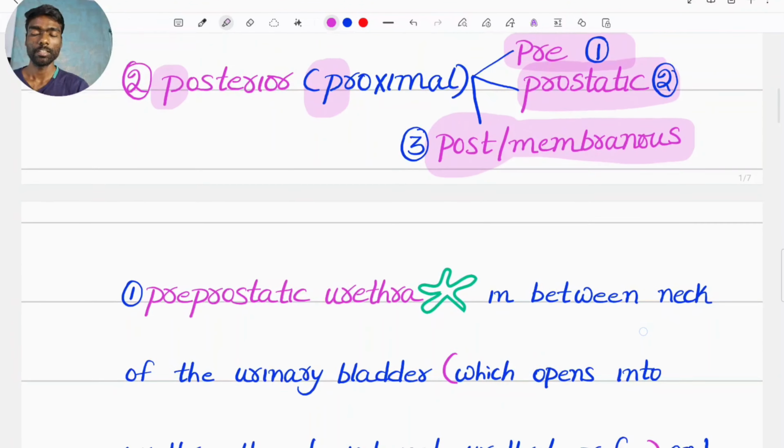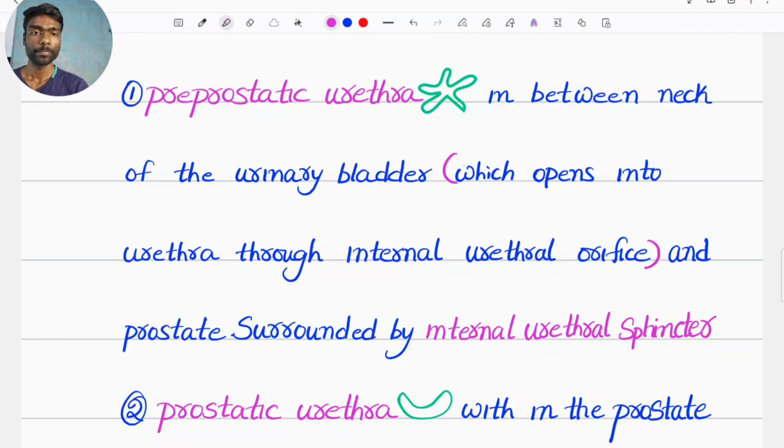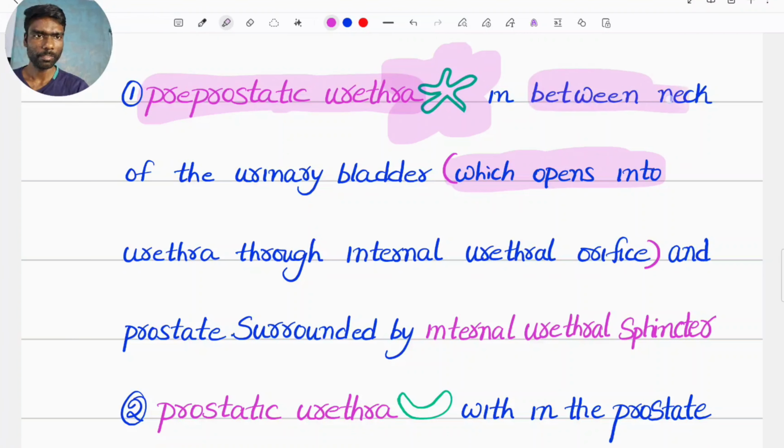First, the posterior most part nearest to the urinary bladder, into which it opens, is the pre-prostatic urethra. Here this green color structure which I drew is nothing but the cross section of pre-prostatic urethra. It is stellate shaped. It is present in between the neck of the urinary bladder and the prostate. The urinary bladder opens into the urethra through the internal urethral orifice, which is embedded in the wall of the urinary bladder.